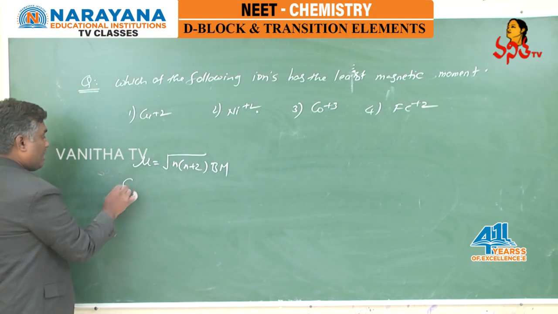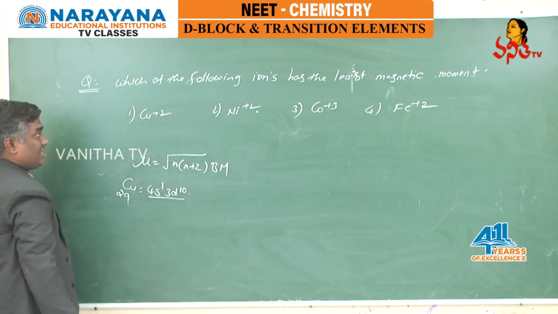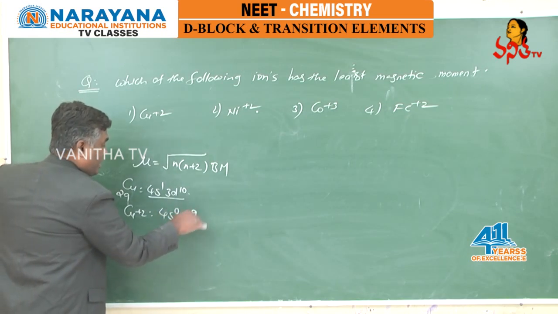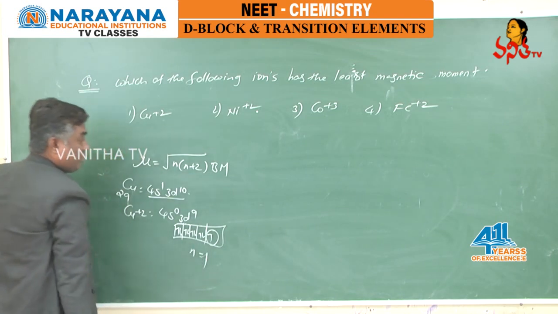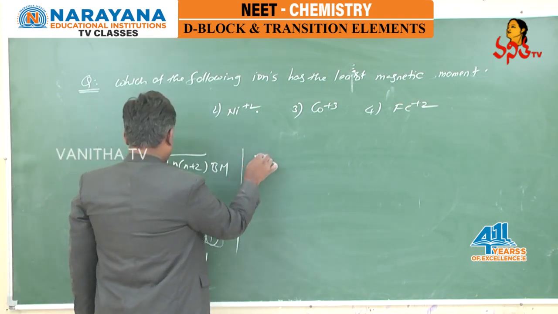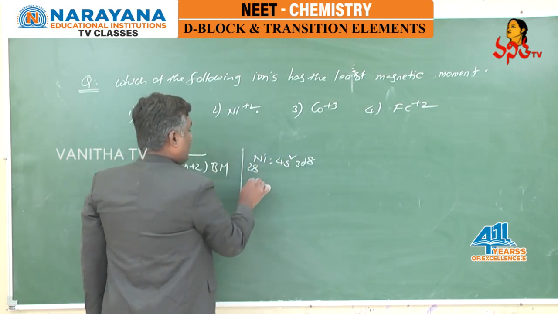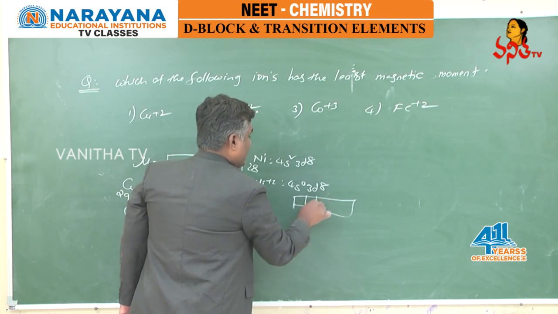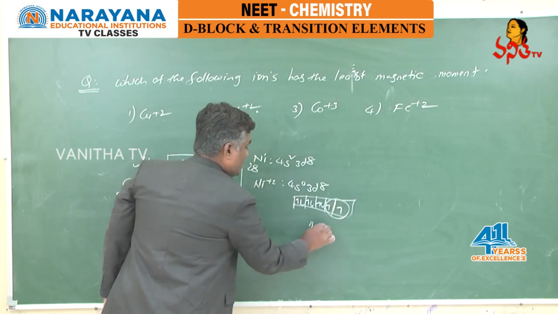Let us see, students. Copper atomic number 29, 4s1 3d10 is the valence configuration. Copper plus 2 means loss of 2 electrons, 4s0 3d9. d9 means 1 2 3 4 5 6 7 8 9. Unpaired electrons are 1. And the second option is nickel plus 2. First, nickel atomic number 28, 4s2 3d8. Nickel plus 2 means 4s0 3d8. d8 means 1 2 3 4 5 6 7 8. 2 unpaired electrons are there.